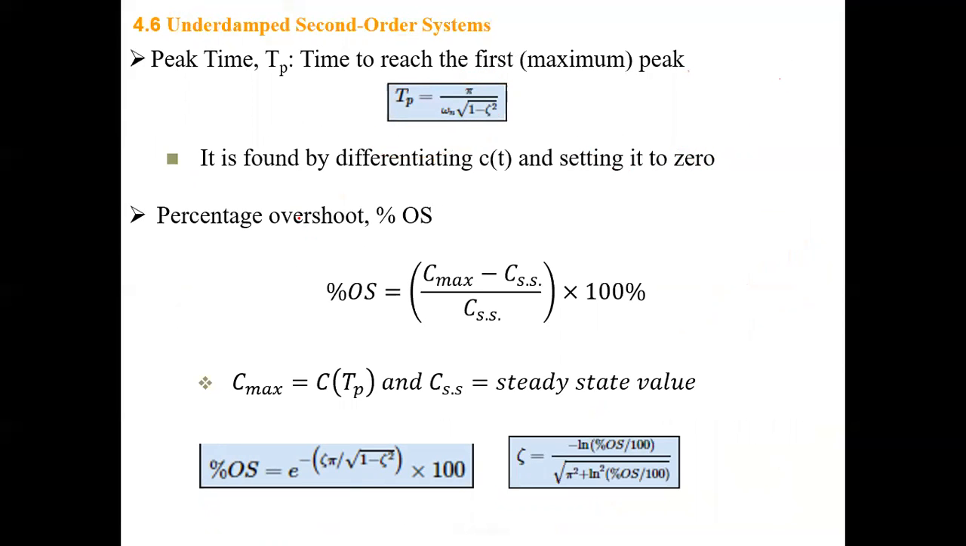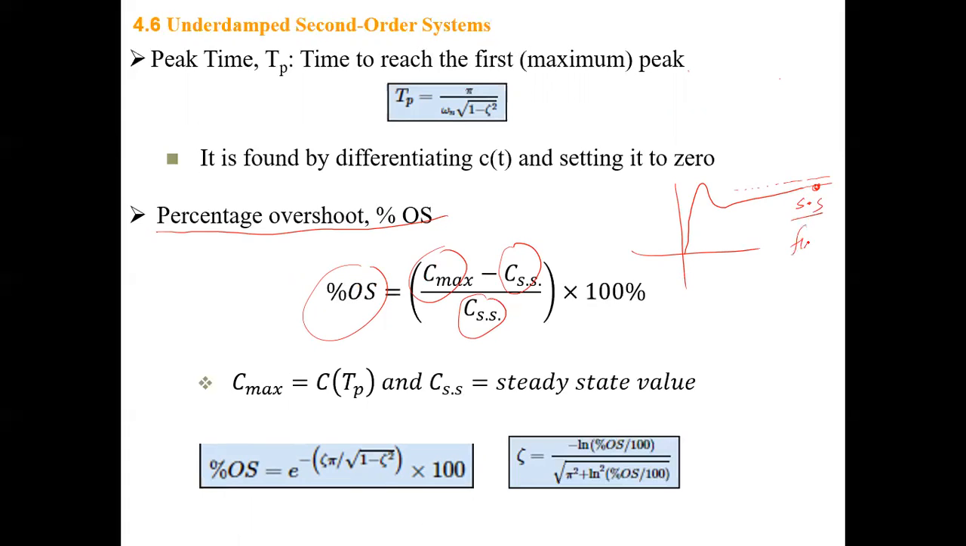Okay, then what is the percentage overshoot? Percentage overshoot is defined by Cmax minus CSS divided by CSS. What is CSS? Suppose you have this, right? So this is your steady state value. After some time, it becomes steady, right? This is the steady state value, SS, or we can call it the final value. And this is the Cmax. So this Cmax minus this value is on the top. Cmax minus CSS divided by CSS, again the same CSS, then expressed in percentage, which is called percentage overshoot.